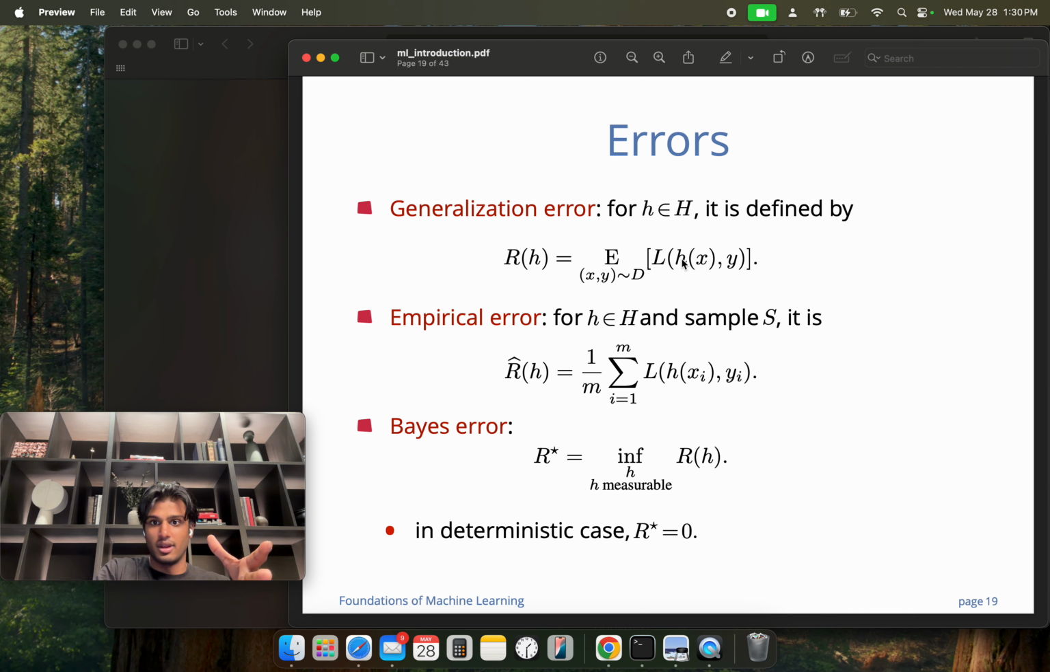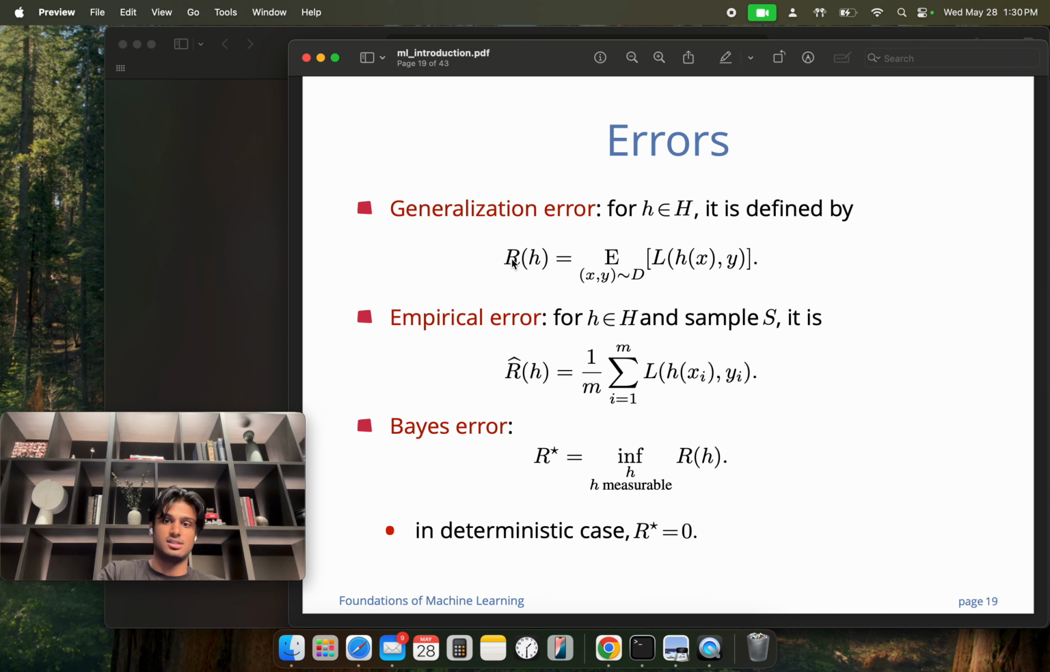Do you understand what's going on? I sample x and y. I got this tuple. I separate the x's and the y's. I put the x in the hypothesis that we have selected, calculate its output, that is y hat, and compare it to y with the loss function. And what is that value in expectation? That is the generalization error. So, the expectation over the entire distribution of (x, y) of the loss of h(x) and y.